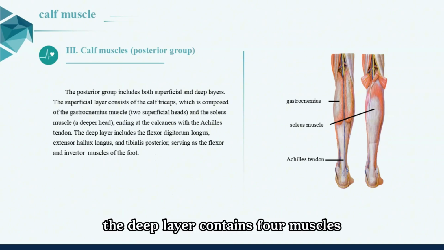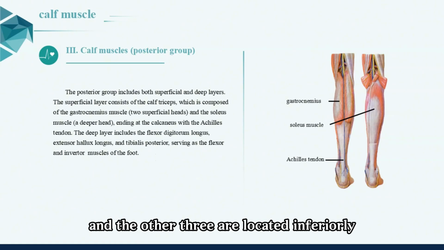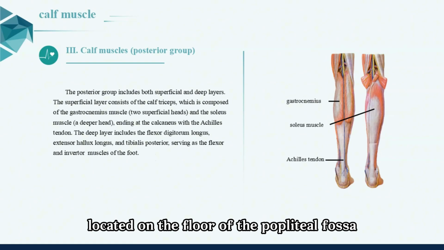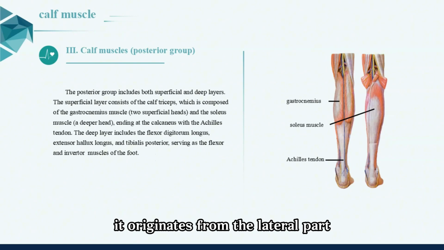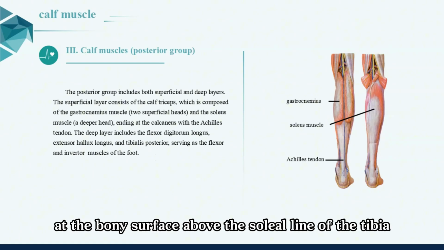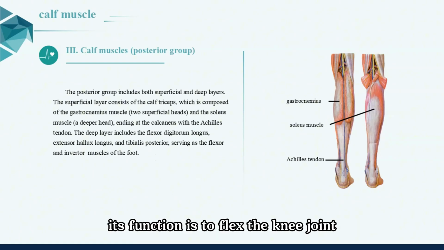2. The deep layer contains 4 muscles. The popliteus is located superiorly, and the other 3 are located inferiorly. 1. The popliteus is obliquely located on the floor of the popliteal fossa. It originates from the lateral part of the lateral condyle of the femur. It terminates at the bony surface above the soleal line of the tibia. Its function is to flex the knee joint and internally rotate the lower leg.